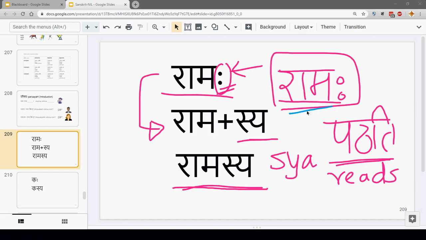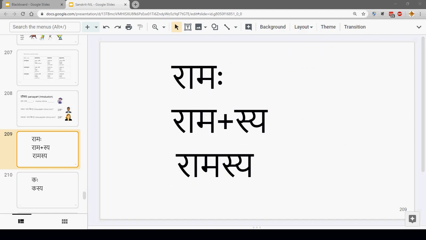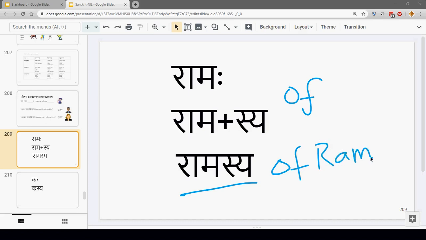So what is the sixth case ending when it is used? First case ending is used when it is a subject word. But sixth case ending is used when it's of, like pustakam. Of Rama, Ramasya pustakam. Ramasya means of Rama, or something belonging to Rama. We use the shashti vibhakti, or the sixth case ending, Ramasya.